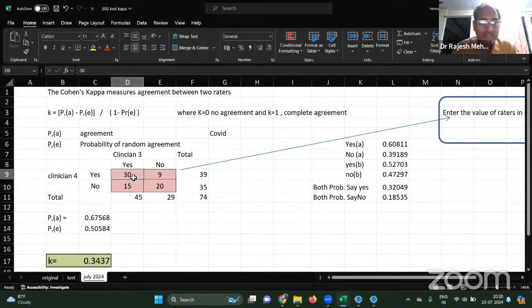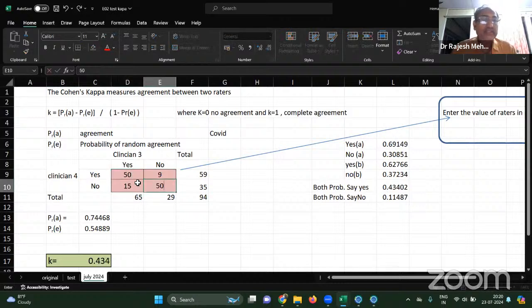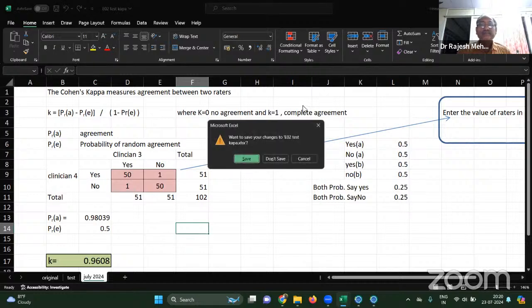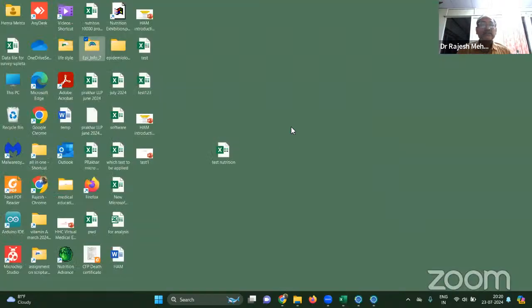Suppose you keep 50 over here, 50 over here, and 1 and 1 over here. Then you can say that agreement is 0.96. Almost both are agreeing. This is a kappa score which you can find out. Any question? Else we will be going for which kind of statistical test we apply when.